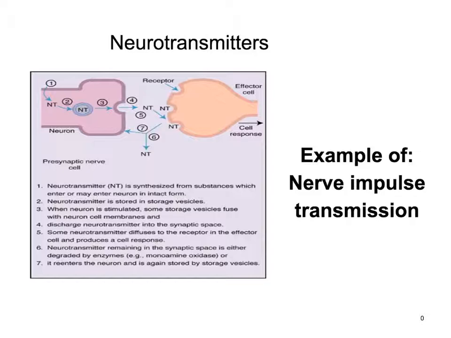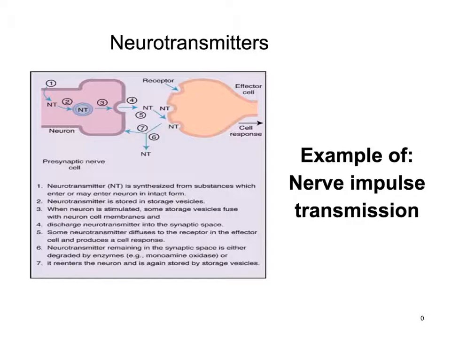So this right here is a nice little diagram that illustrates an example of nerve impulse transmission. Keep in mind that neurotransmitters are chemicals that are released at the end of one neuron and pass across the synapses to activate the next neuron in the chain. So at the end of the nerve chain, the neurotransmitter stimulates an organ, smooth muscle, or a gland to produce a physiological response.